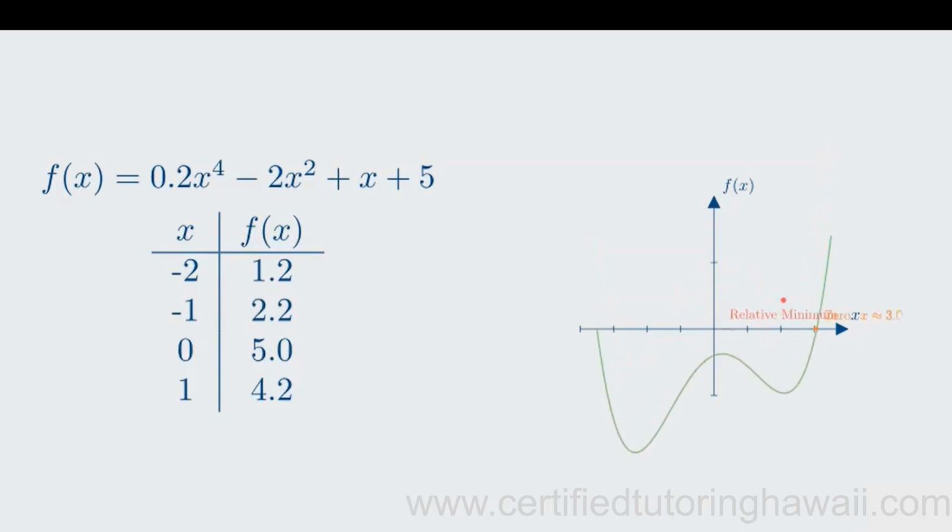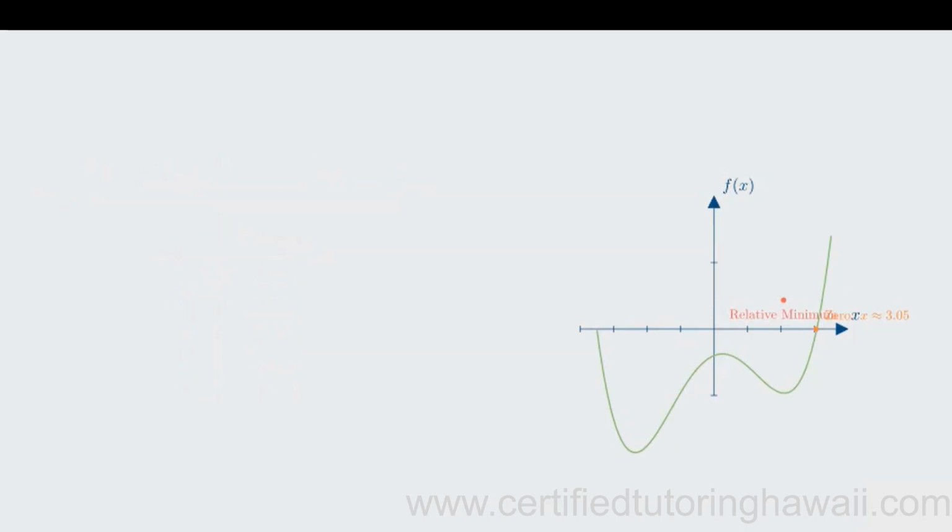Finally, technology allows us to find zeros, the exact points where the function hits the horizontal axis, even when the numbers aren't clean integers. By offloading the tedious calculations to technology, we can spend more time thinking about what the results actually mean for the situation we are modeling.